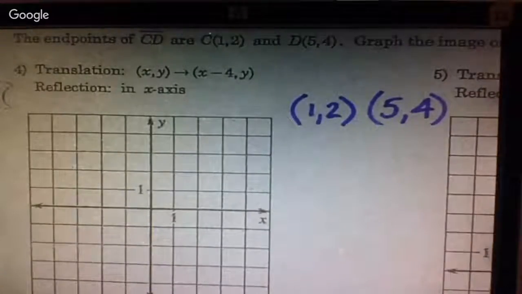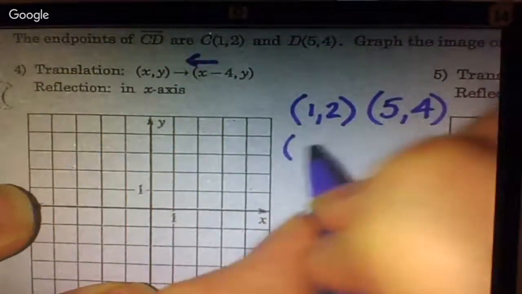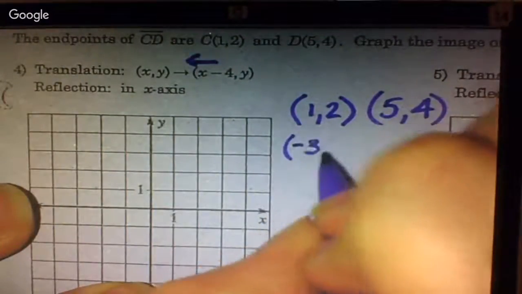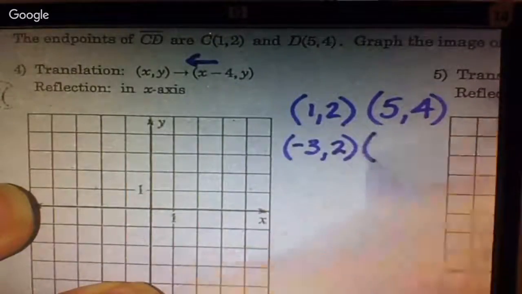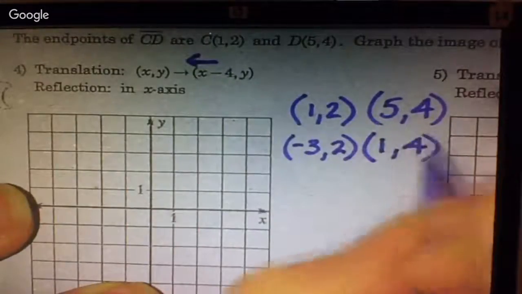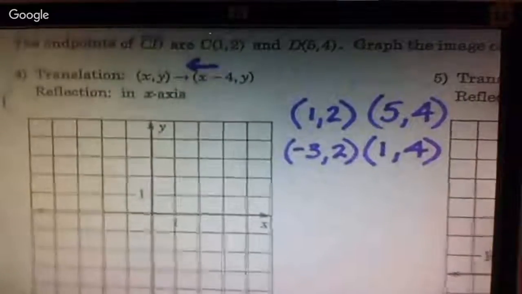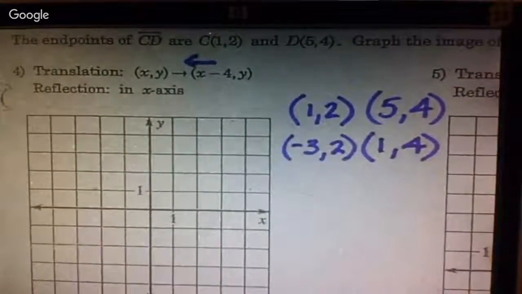Okay, so what's my first thing? What are we doing? Going to the left. So we're subtracting 4 from your X's. So this becomes -3, 2, and 1, 4. I think they'll change your Y. My translation? We're just doing the translation right now. One step at a time. Elijah's getting ahead of his game here. One step at a time.